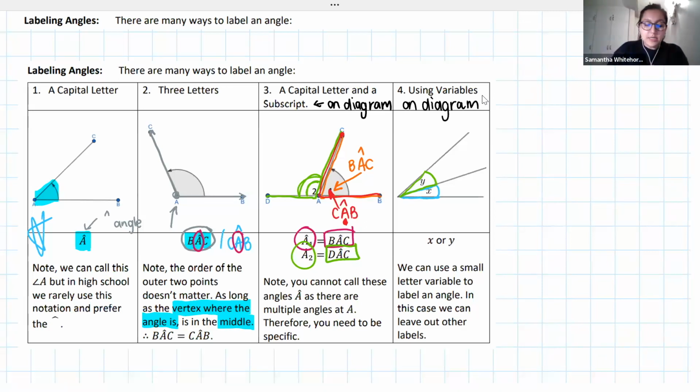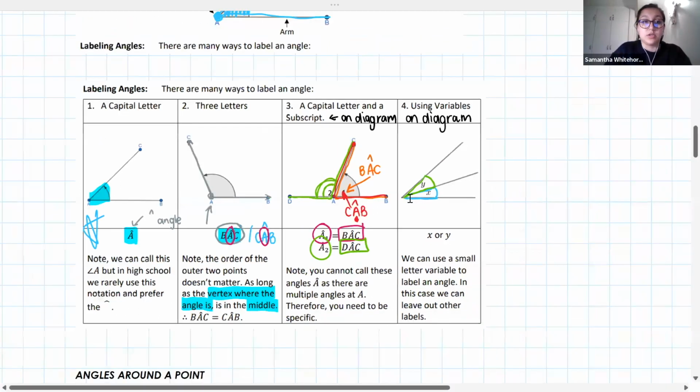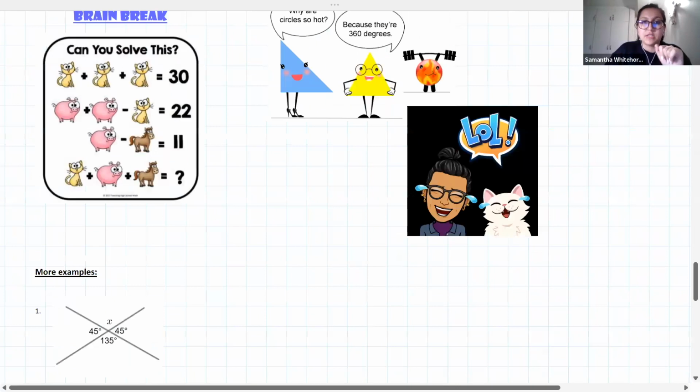All right, so guys, I actually think let's take a brain break before we start doing the actual geometry, because we've done the terminology. Awesome. We'll take a little break before we do the geometry of it all.